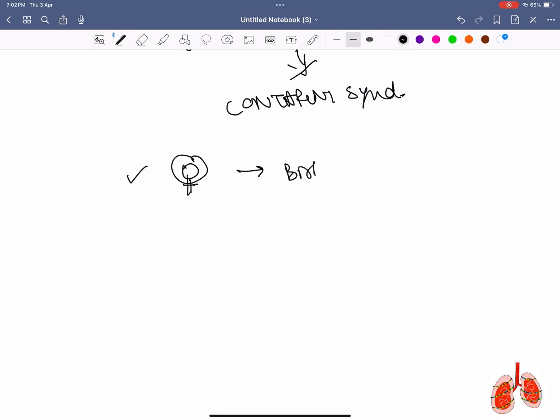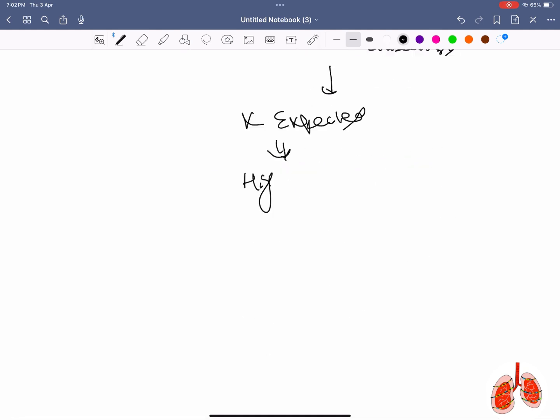Pregnant female who recently gave birth develops amniotic fluid embolism. What will not be expected? Answer is high grade fever.